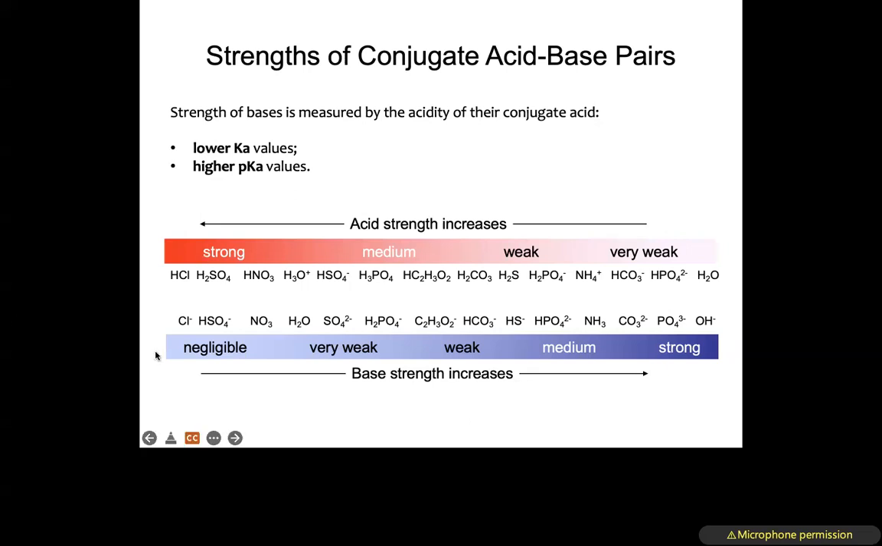Look at here, we can have an example. HCl is a strong acid. We talked about it today. So its conjugate base is going to be a weak base. Look at water, it is a very weak acid. Its conjugate base, OH minus, is completely opposite. It's going to be a strong base.